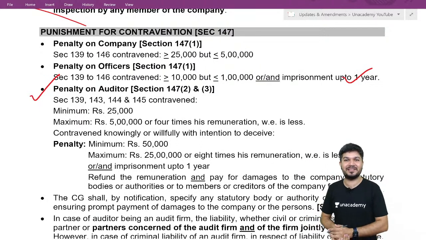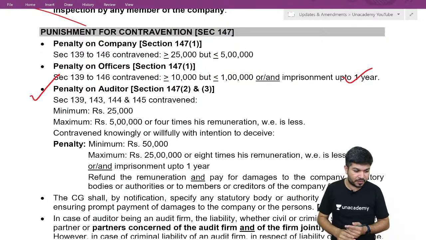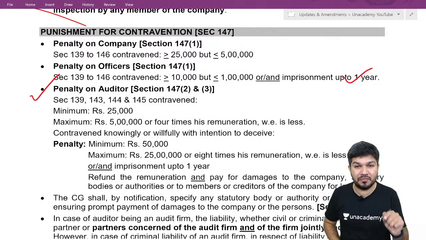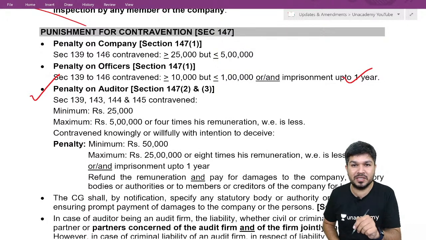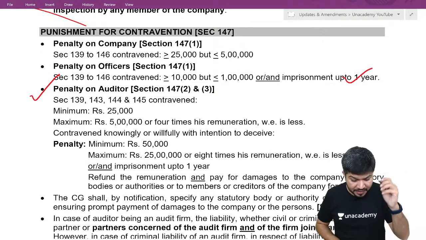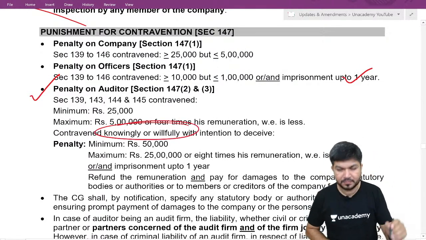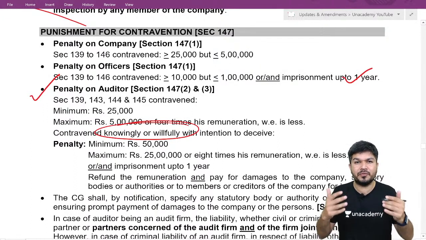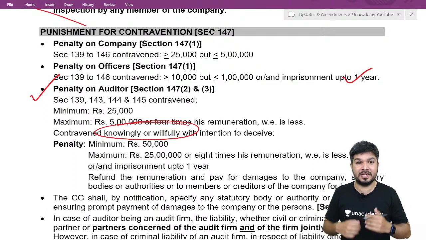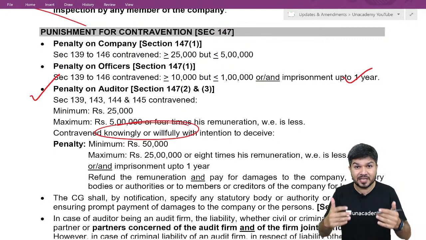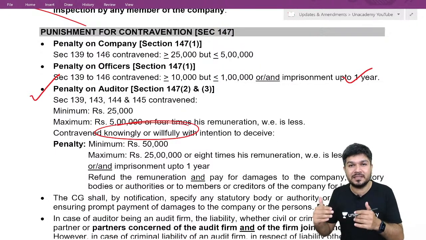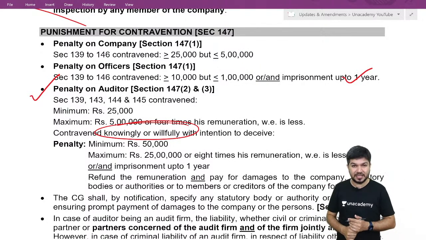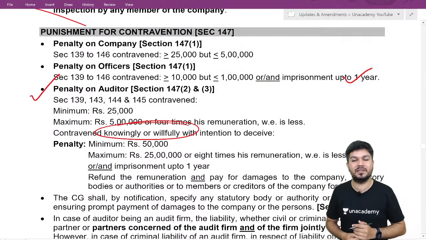If auditor violates section 139, 143, 144, 145, the penalty is minimum 25,000, maximum 5 lakh, or 4 times the remuneration, whichever is less. But if he does it knowingly, willfully, the minimum penalty is increased from 25,000 to 50,000. And the maximum penalty is increased from 5 lakh to 25 lakh, or 8 times the remuneration, whichever is less. Plus there can be imprisonment up to 1 year, plus he is required to refund the fees.